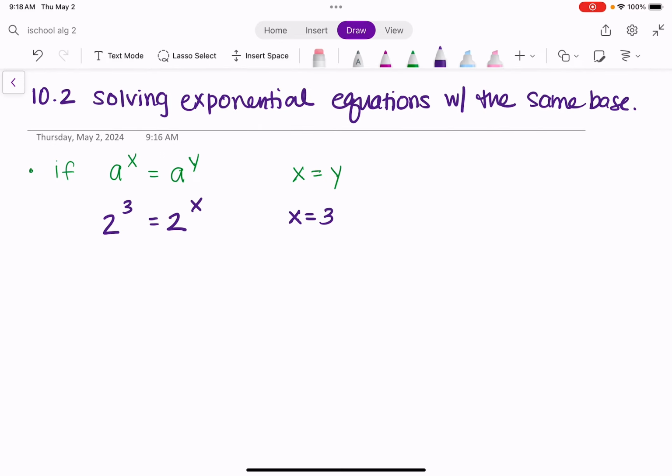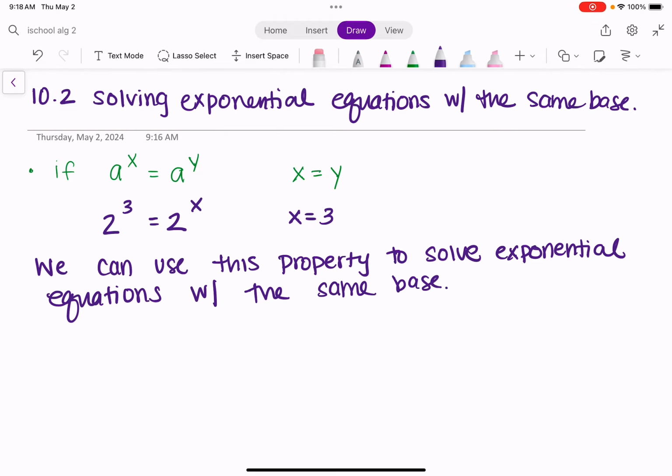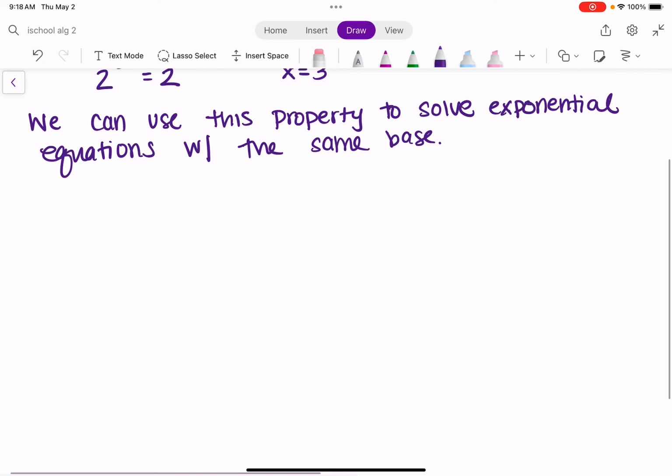So we can use this property to solve exponential equations with the same base. Okay, so for example, these are pretty straightforward.